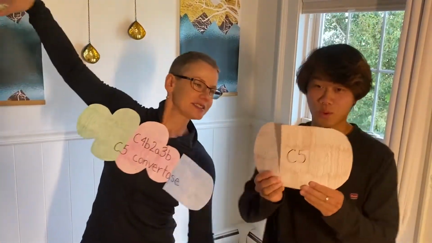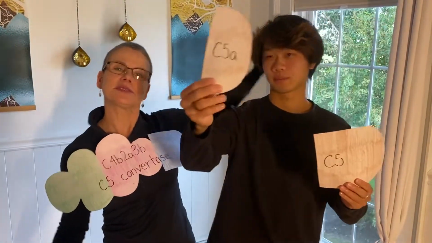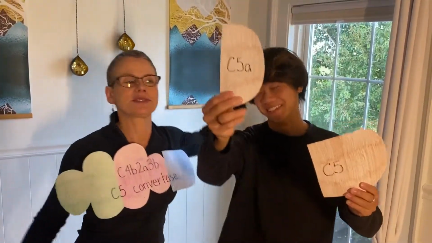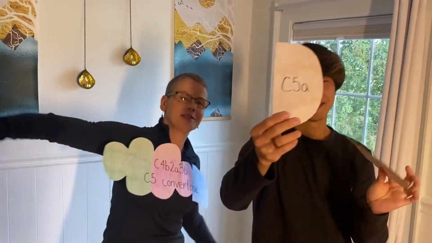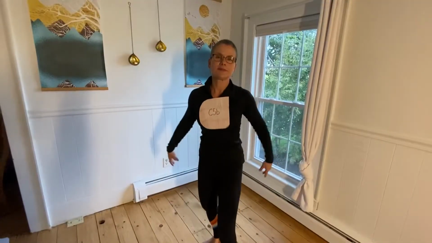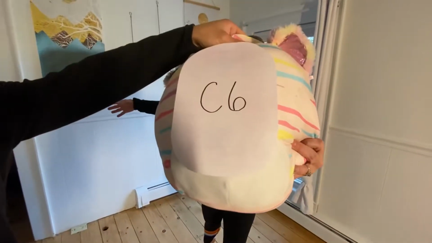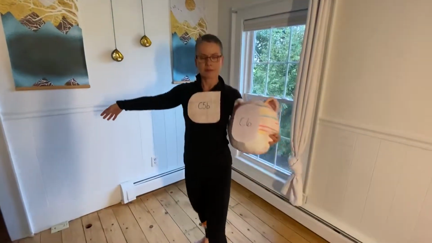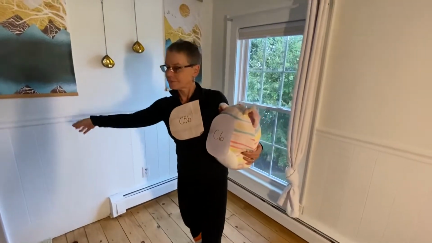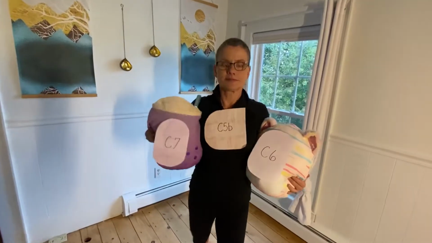C5 convertase cleaves the C5 protein into C5A and C5B. C5A attracts macrophages and neutrophils along with activating mast cells. C5B binds with C6 and C7, allowing this new C5B6-7 complex to attach itself into the membrane of the pathogen.